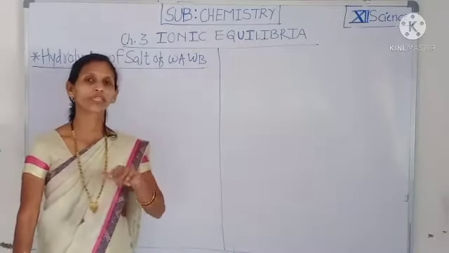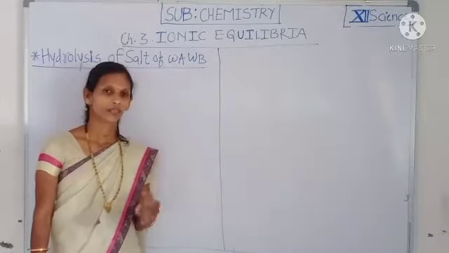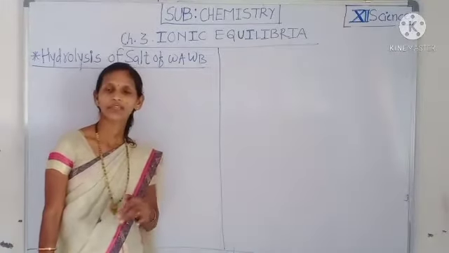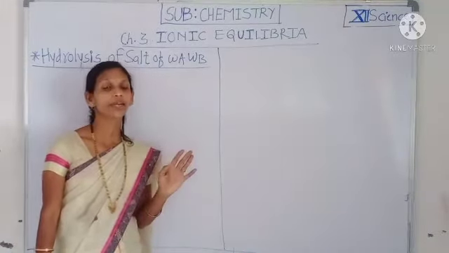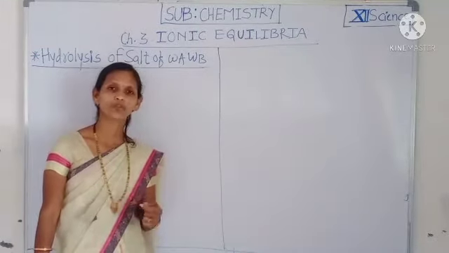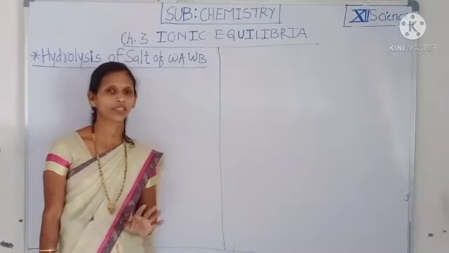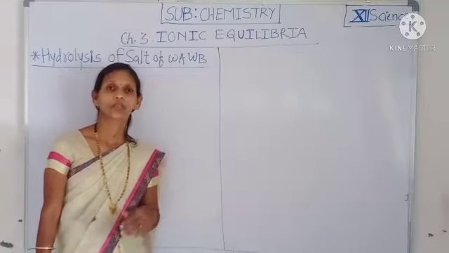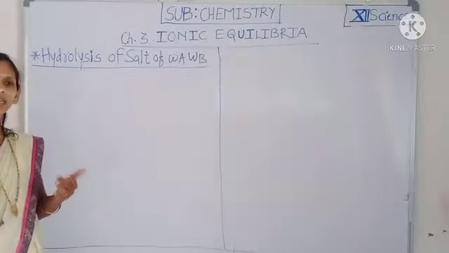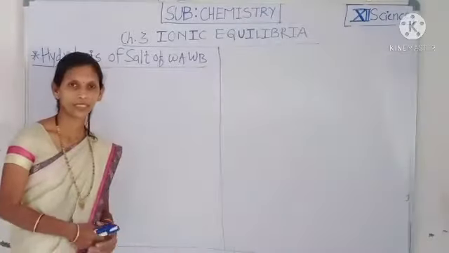Salt of strong acid and strong base does not undergo hydrolysis. The second type, salt of strong acid and weak base, undergoes hydrolysis and the solution becomes acidic. Salt of weak acid and strong base also undergoes hydrolysis, making the solution basic. We are now discussing the hydrolysis of salt of weak acid and weak base.